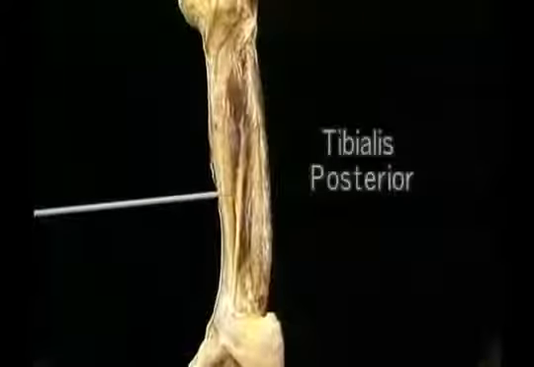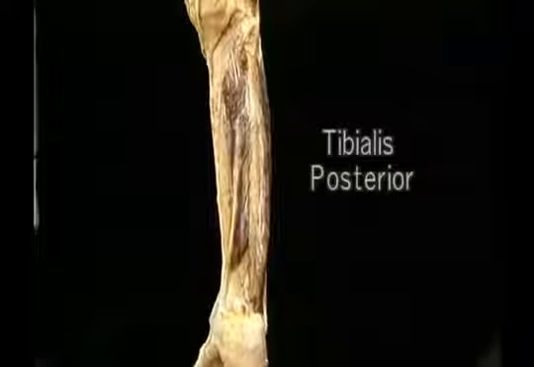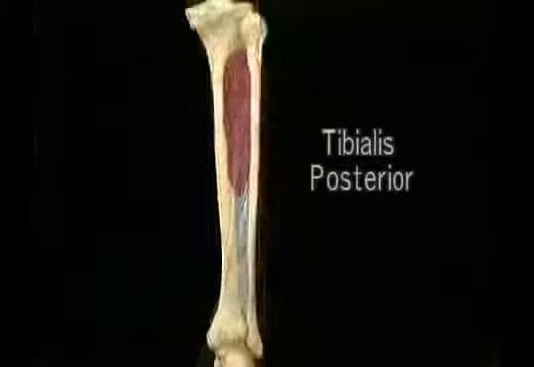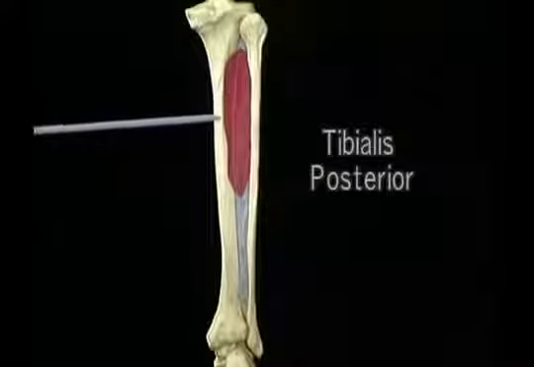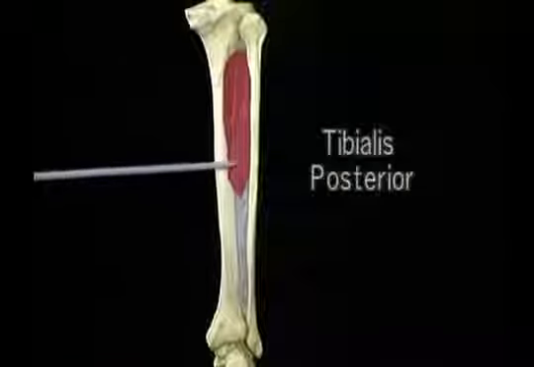Now that we've seen these fascial structures, let's get back to the muscles, the ones that produce inversion and eversion. There are 2 muscles that produce inversion, tibialis anterior, which we've seen already, and tibialis posterior. Here's tibialis posterior. Tibialis posterior arises from the back of the tibia, the back of the fibula, and from the interosseous membrane in between.